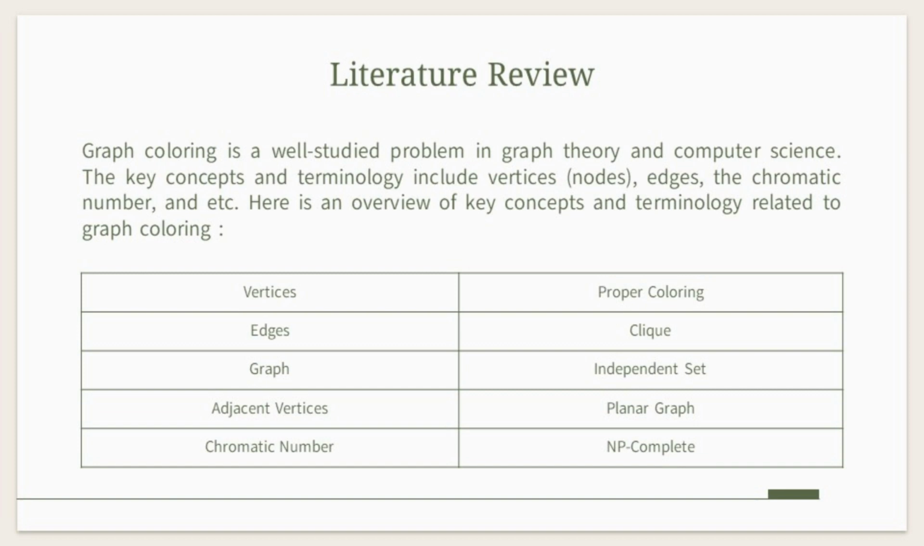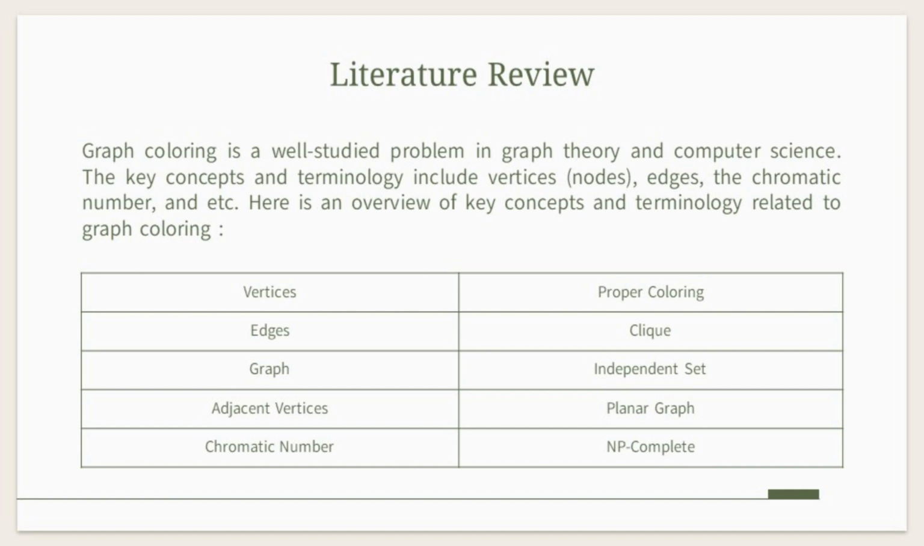Chromatic number, the minimum number of colors required to color all vertices of a graph such that no two adjacent vertices have the same color. Finding the chromatic number is the primary objective of the graph coloring problem. Proper coloring, an assignment of colors to vertices such that no two adjacent vertices share the same color, is called a proper coloring.